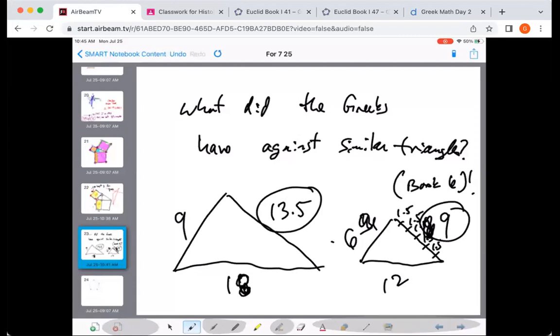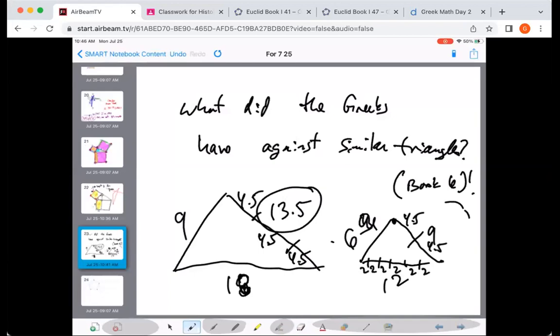Actually, 4.5 is also one, but I'll use different numbers for each of the sides to give the idea. So 9 and 13.5 have what's called a common measure, which is that the 9 could be split into 4.5, 4.5, and the 13.5 can be split into 3 of them. The 12 and 18 have a common measure of 2. I could split 12 into 6 2s, and I could split 18 into 9 2s.